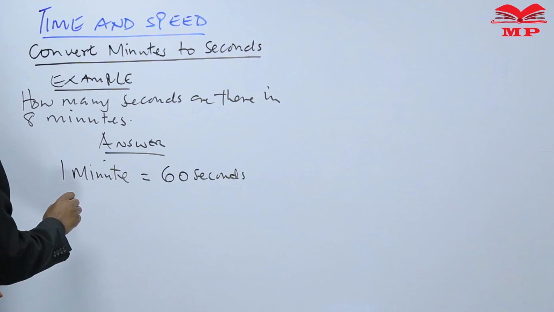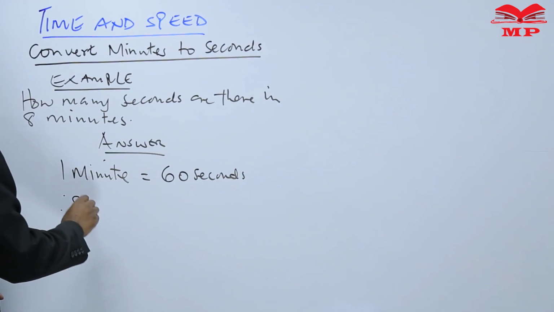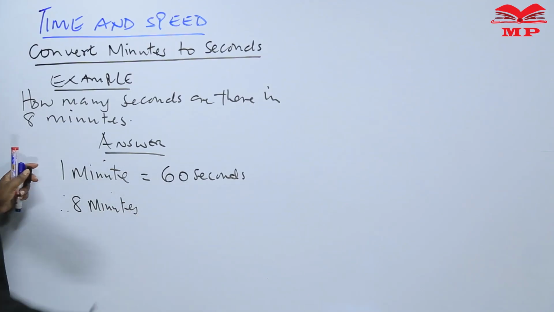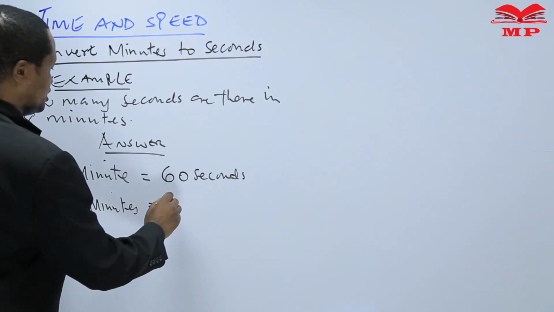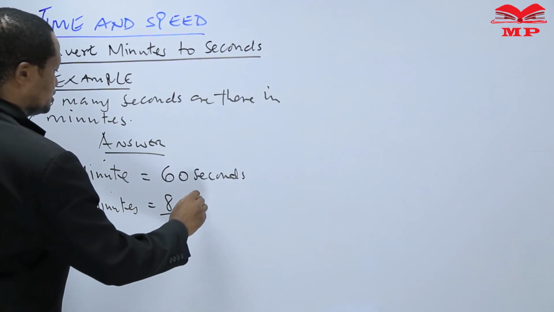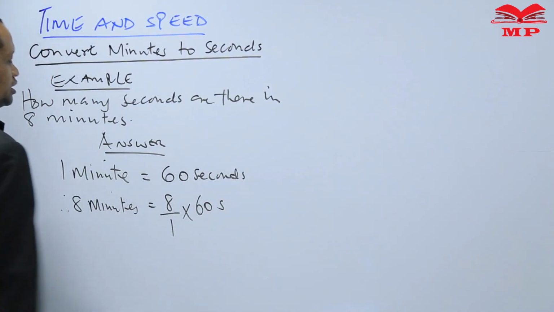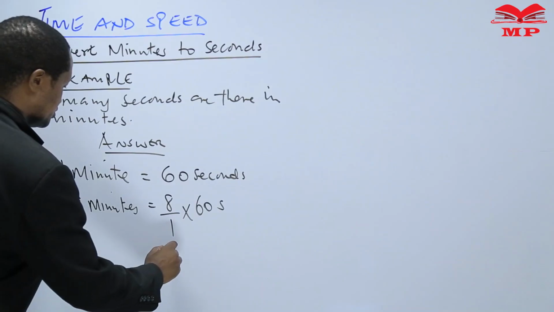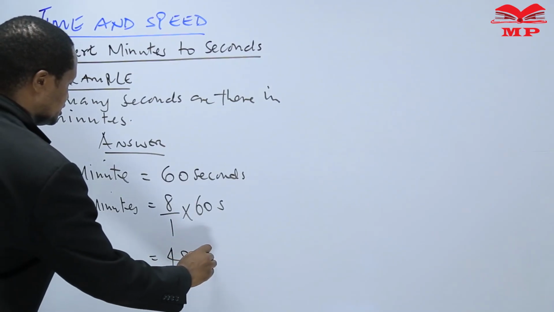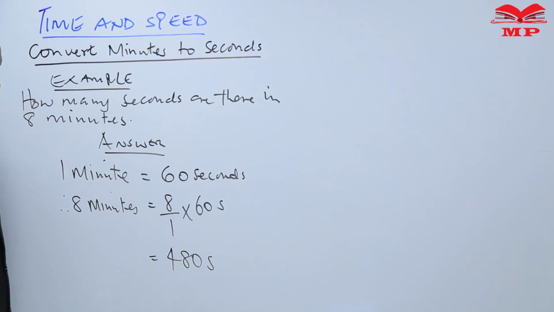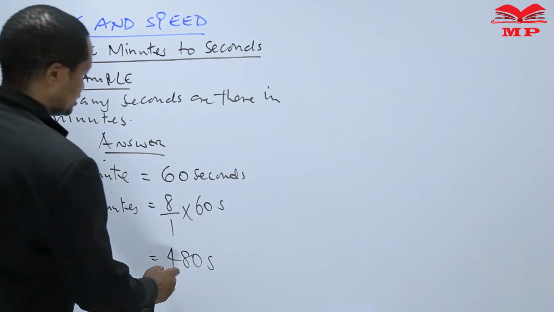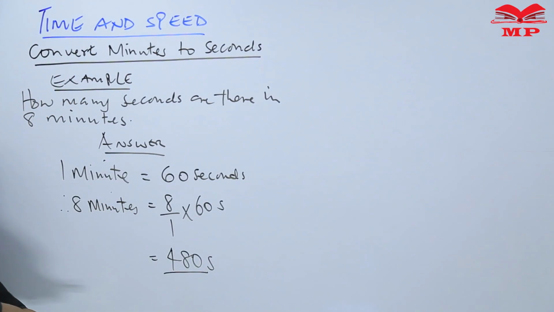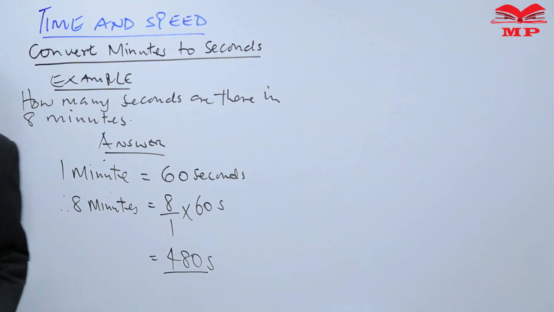Therefore, in 8 minutes we'll have how many seconds? We'll take 8 over 1 times 60 seconds. This will be equal to 480 seconds. 480 seconds are there in 8 minutes.